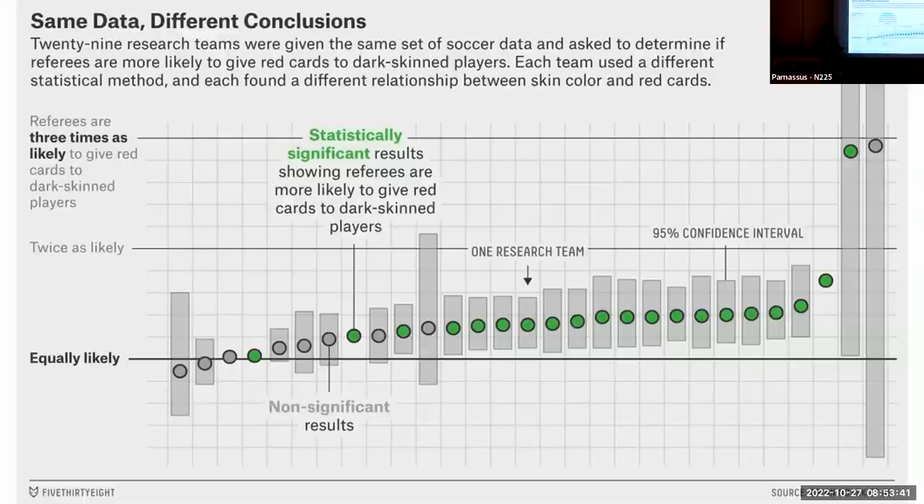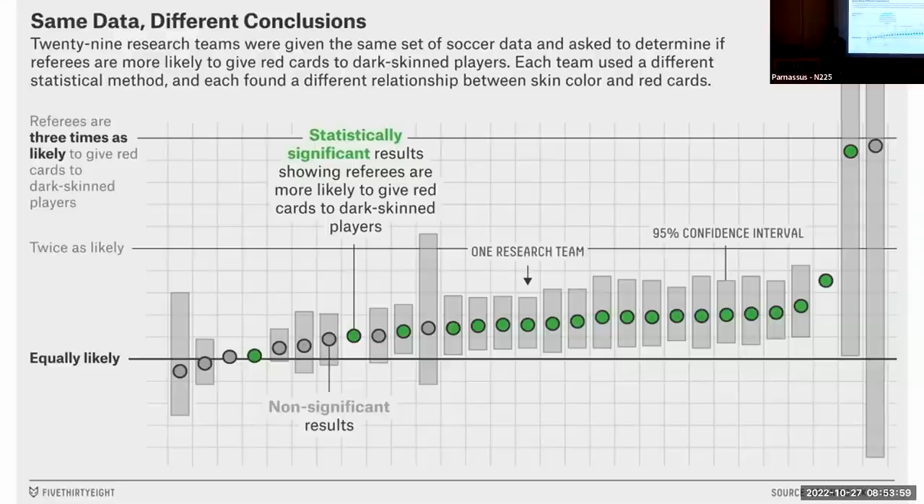So this means the researchers don't get to assign the skin tone, because you can imagine there's a little debate about skin tone. But it's already given to them in the spreadsheet. And they ask a simple question, are darker skinned players more likely to get the penalty card? In other words, are the referees potentially racist? And that's the question. He gives it to 22 research teams.